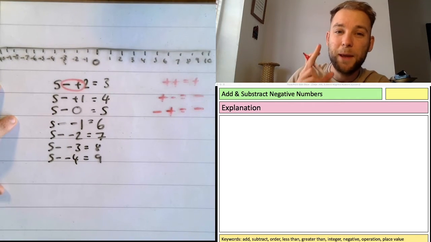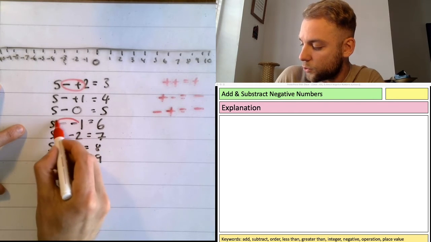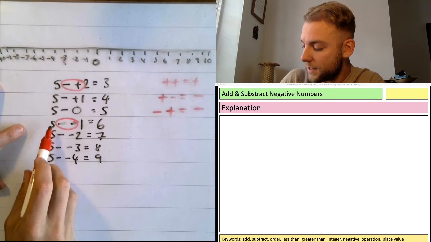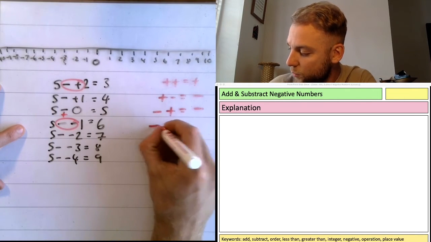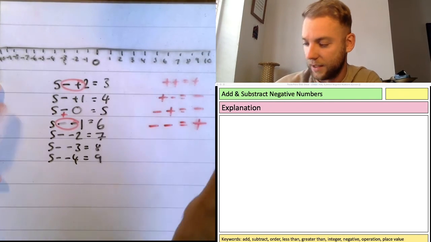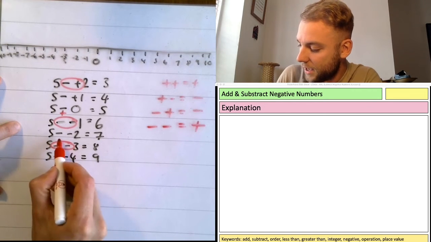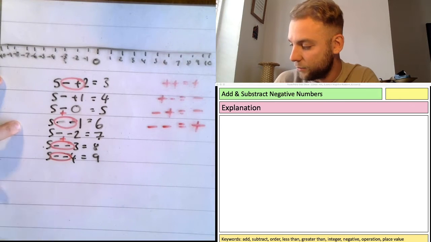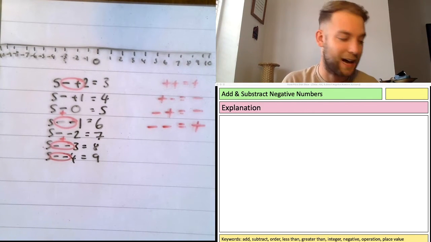Now this is the one that people always get stuck with. If I subtract a negative value, so 5 subtract negative 1, notice that this is the same as doing 5 plus 1. So if I subtract a negative value, this is the same as adding, okay? We can check it here. So 5 subtract negative 3 is the same as adding. So 5 plus 3 is equal to 8. 5 plus 4 is equal to 9.